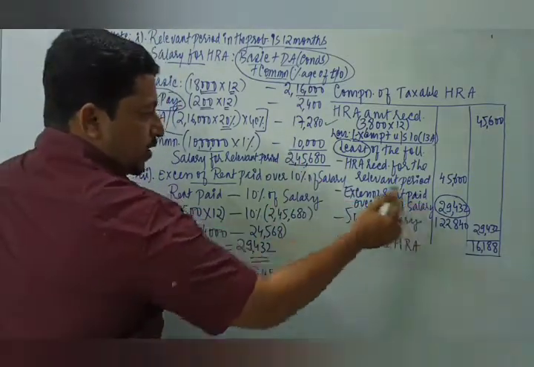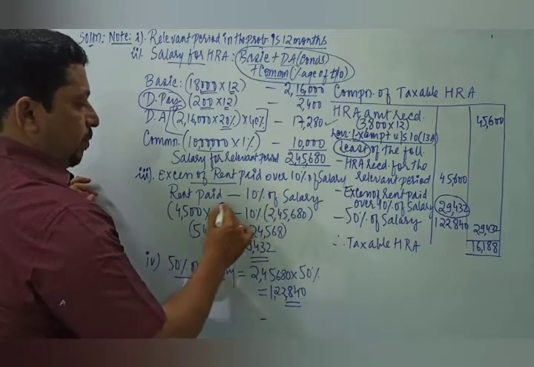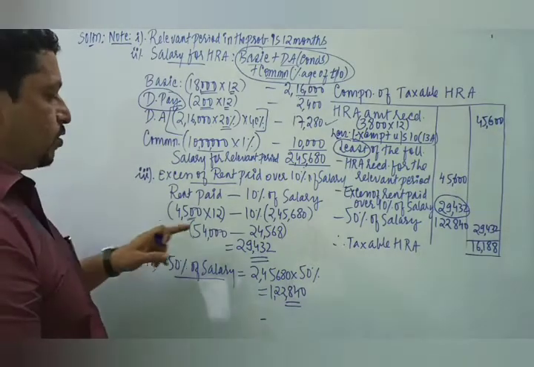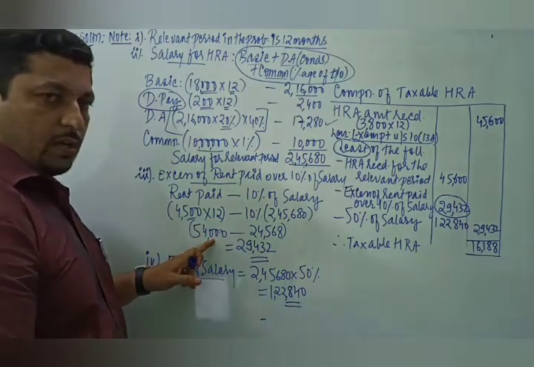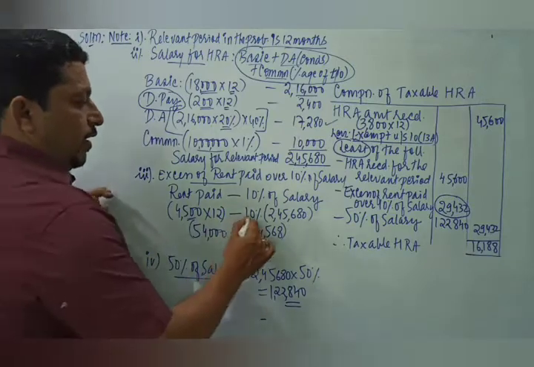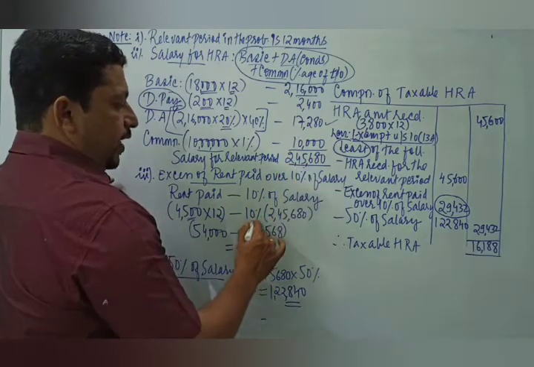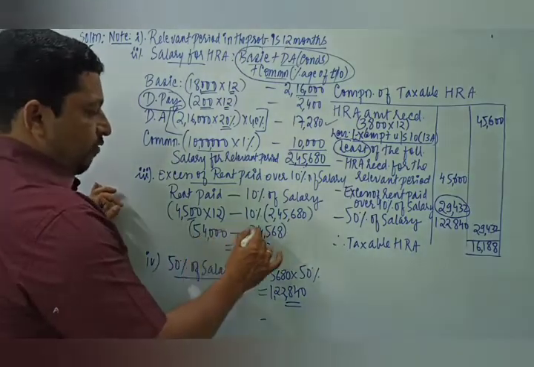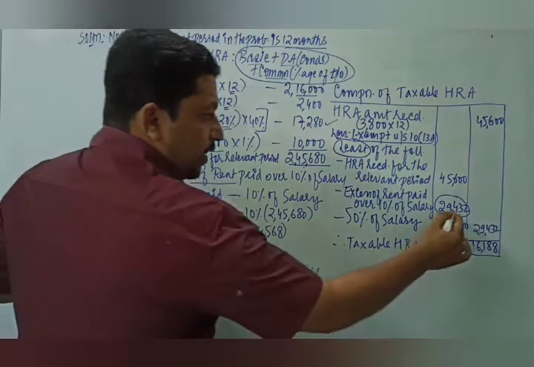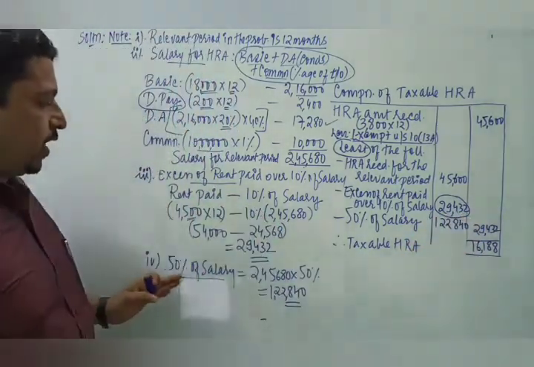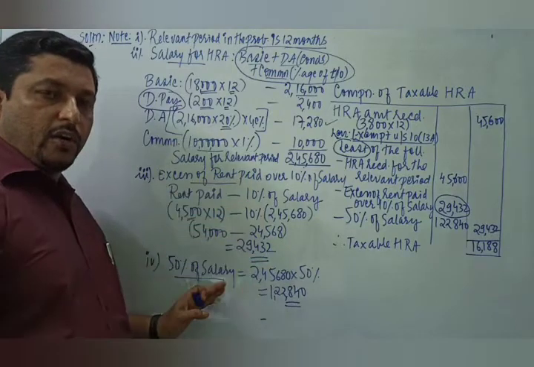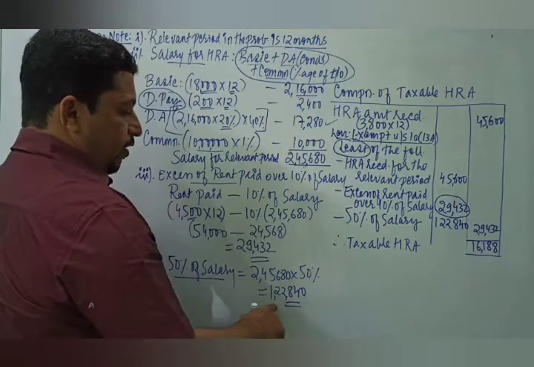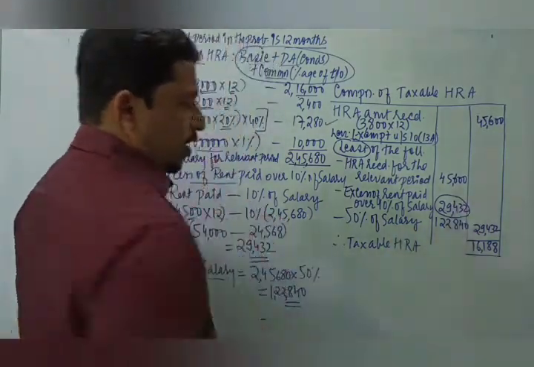If you want, you can calculate this number right here. Excess of rent paid over 10% of salary. So rent paid: he pays a rent of 4,500 each month. So for a period of 12 months, he pays 54,000 in all. Over 10% of salary. Salary is 2,45,680. 10% of 2,45,680 is 24,568. So if I deduct 54,000 minus 24,568, we get 29,432. Also, you can take 50% of salary. Since we are talking about a metro city, Delhi, salary is 2,45,680. 50% of that will be 1,22,840. So that number is also written here.